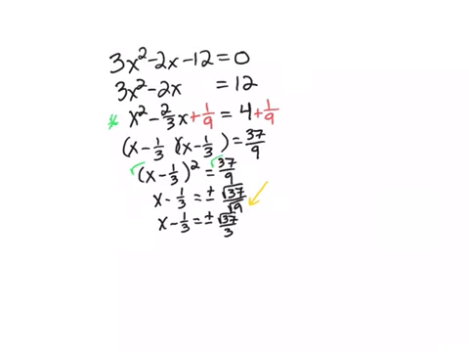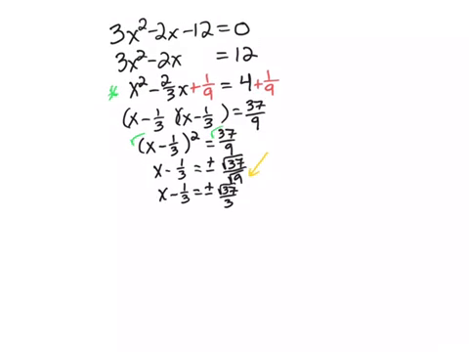So now we have the expression x minus 1/3 is equal to positive square root of 37 over 3 and negative square root of 37 over 3. So I'm going to rewrite that expression into two different equations. x minus 1/3 equals root 37 over 3, and x minus 1/3 equals negative root 37 over 3.